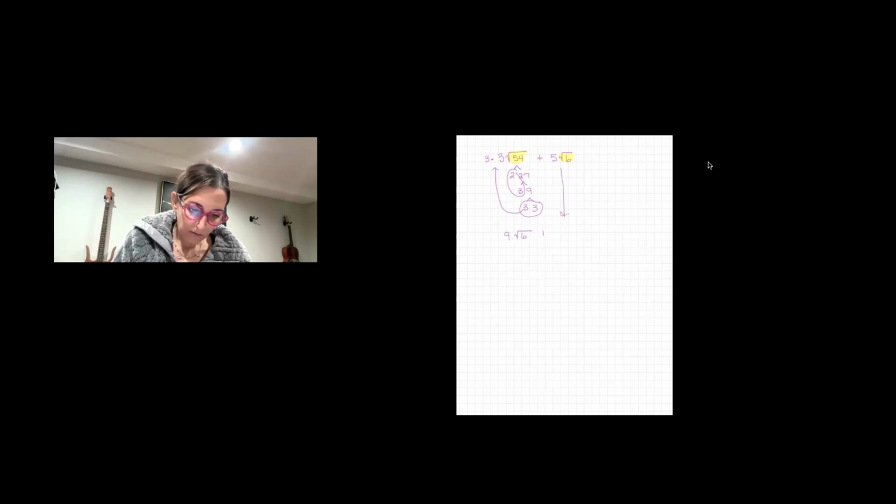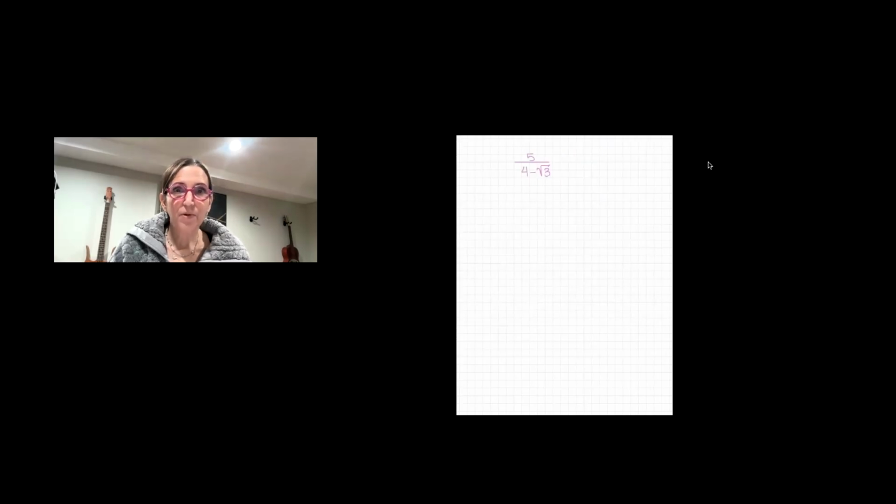This one is already simplified. But look, now my radicals match and I can add them together. So 9 root 6 plus 5 root 6 will give me 14 root 6. And I'm done.